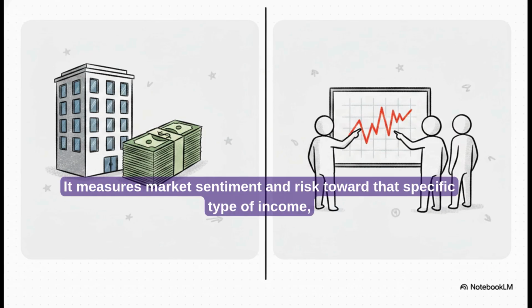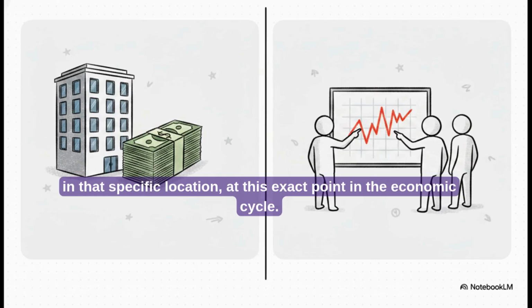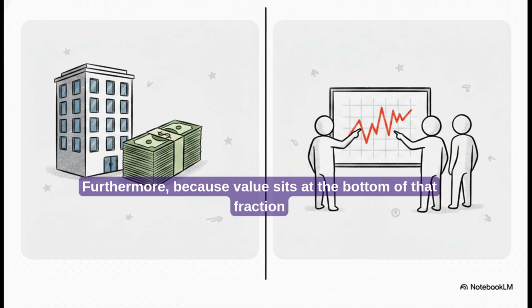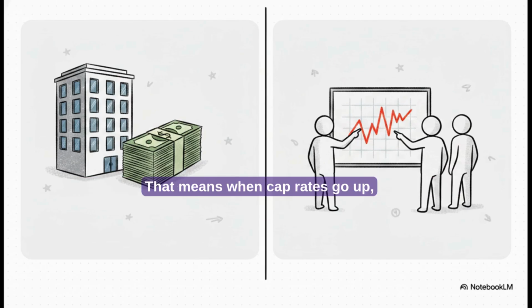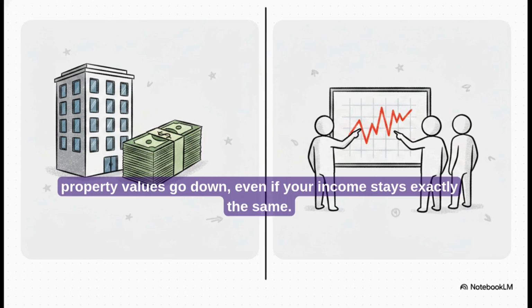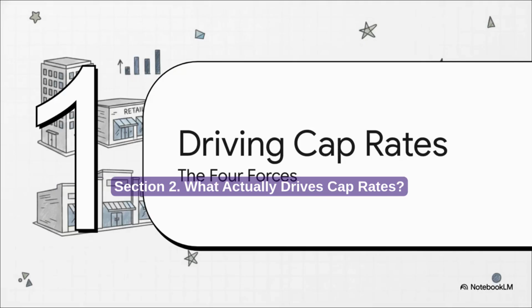It measures market sentiment and risk toward that specific type of income in that specific location at this exact point in the economic cycle. Furthermore, because value sits at the bottom of that fraction we just looked at, cap rates and values move inversely. That means when cap rates go up, property values go down, even if your income stays exactly the same.